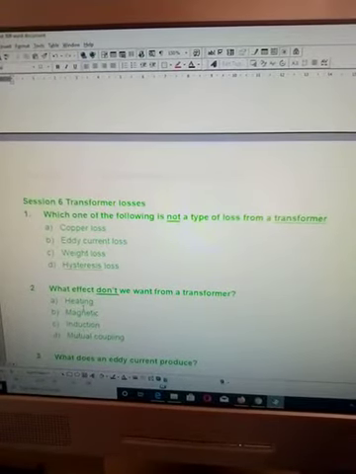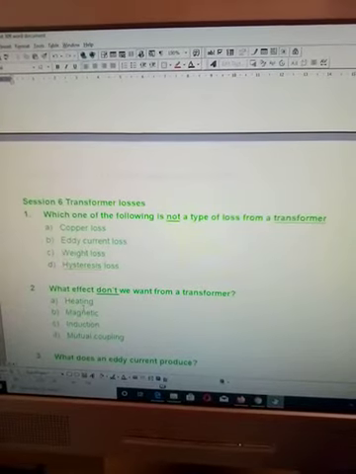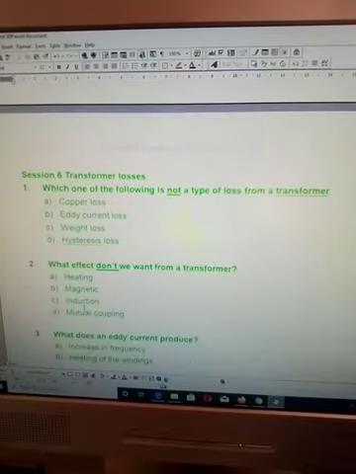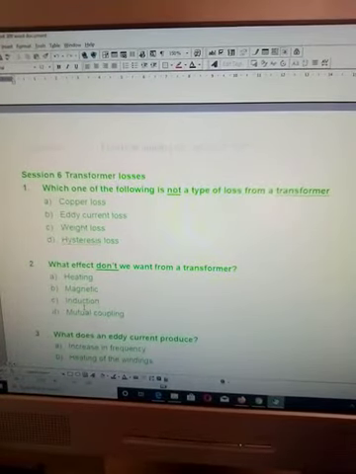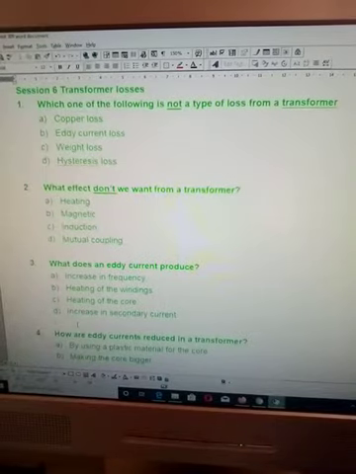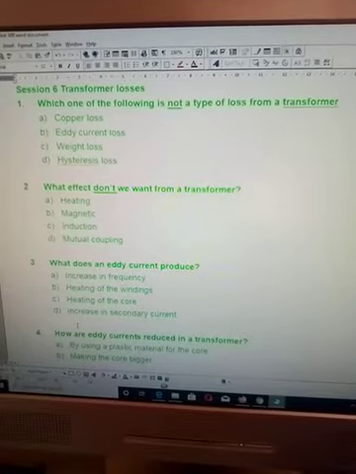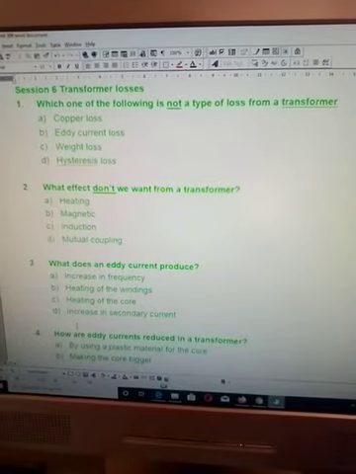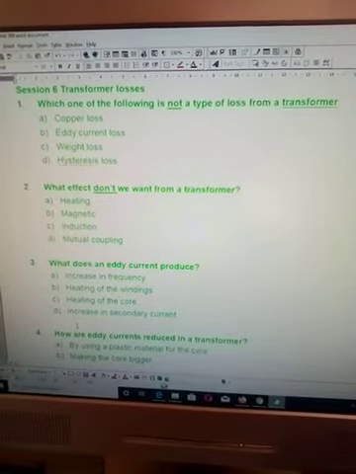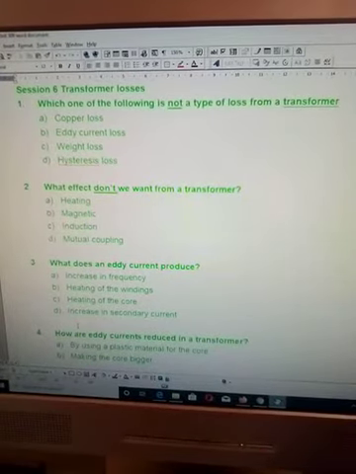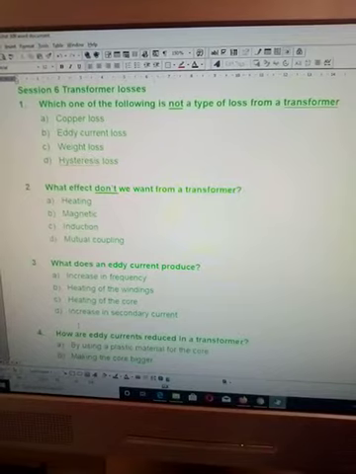Which one of the following is not a type of loss from a transformer? It could be weight loss. I mean, the transformer might suddenly become less heavy. You might have lost weight due to the fact that it has been overworked, or maybe it was going down to the gym too often and it lost a bit of weight, got fitter.